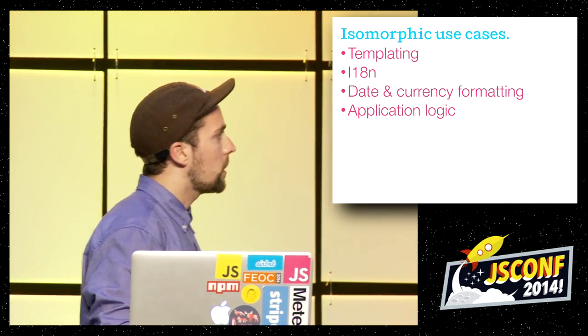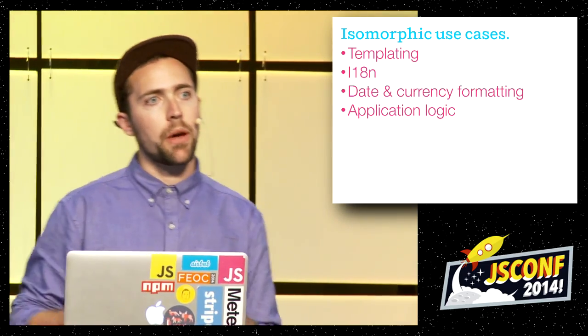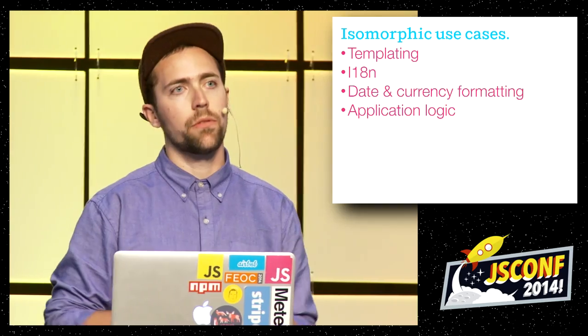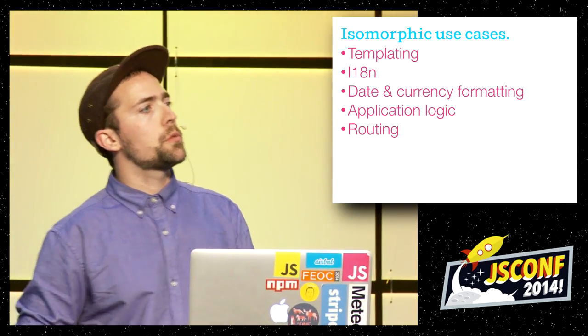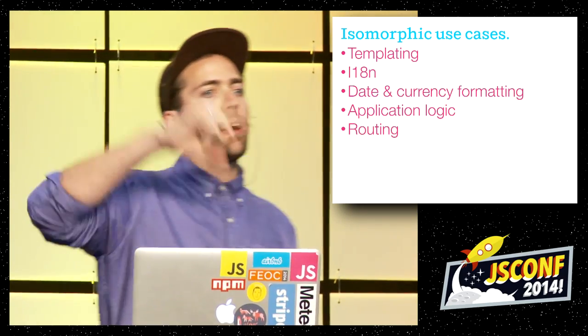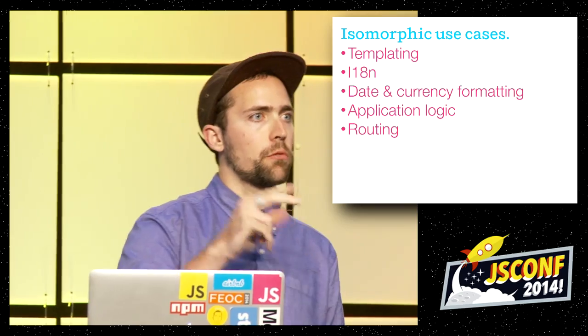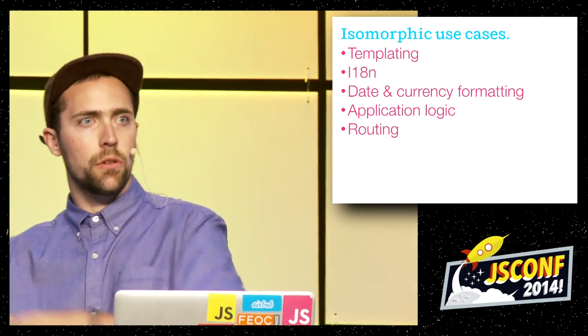Arbitrary application logic. It could be anything, right? It could be model logic or any sort of application logic. Routing. Once you start sharing your view layer between the client and the server, you don't want to have to duplicate your routes between, say, Backbone Router and your Rails app, right? You want to have a single source of truth for your routes.